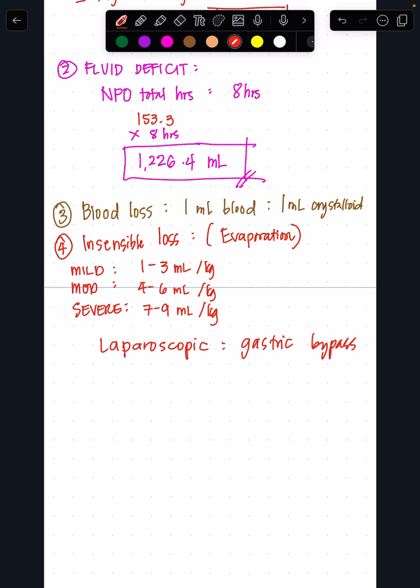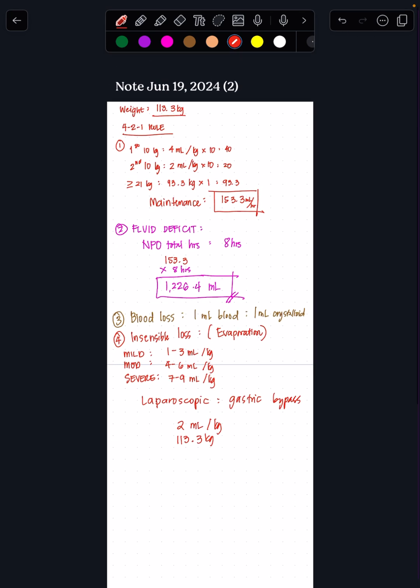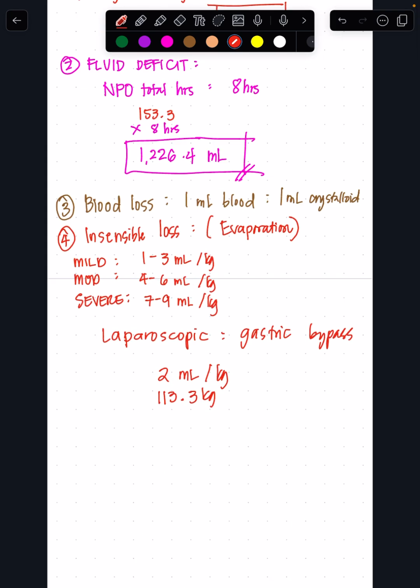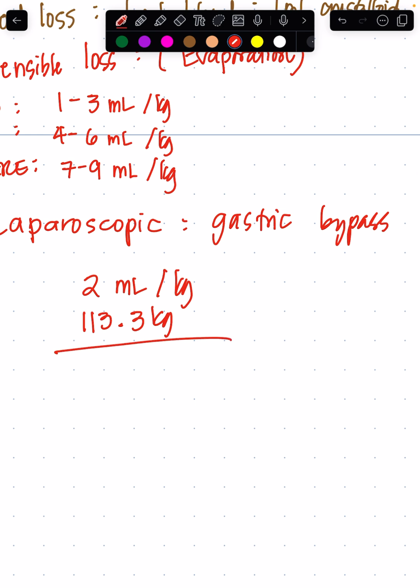So we can use 2 ml per kg, and our weight again is 113.3 kilograms. So we just multiply this. 113.3 times 2 is 226.6 mLs.